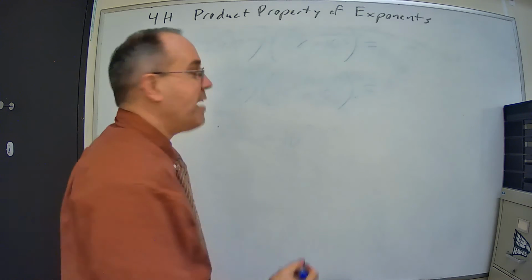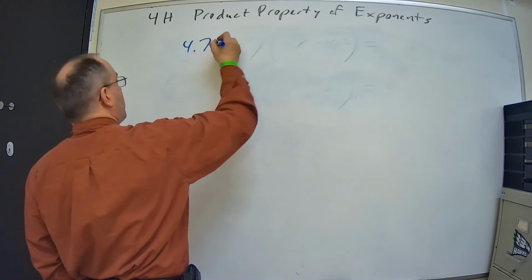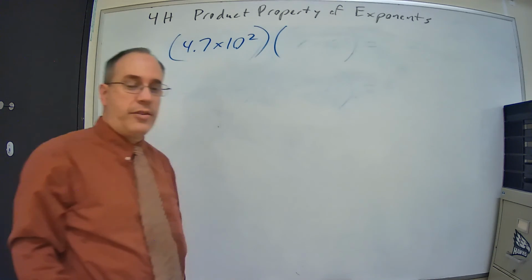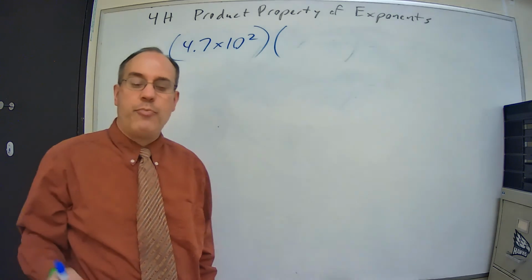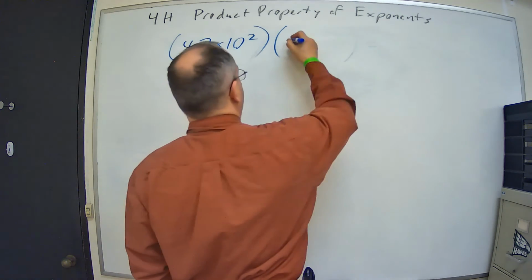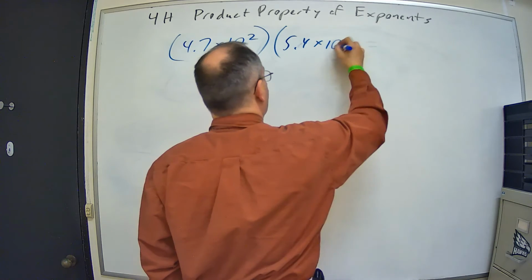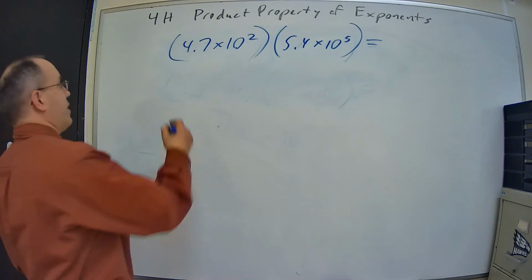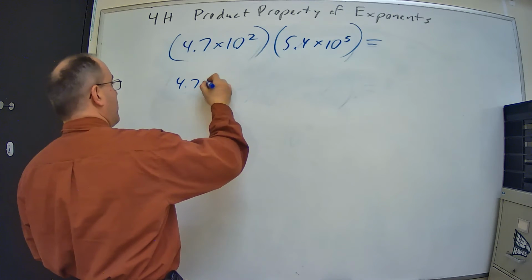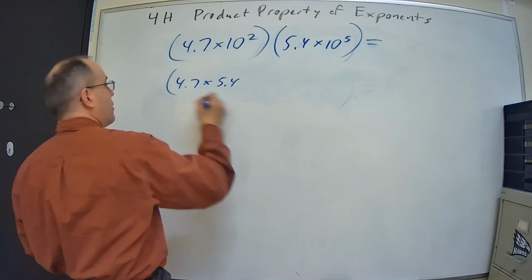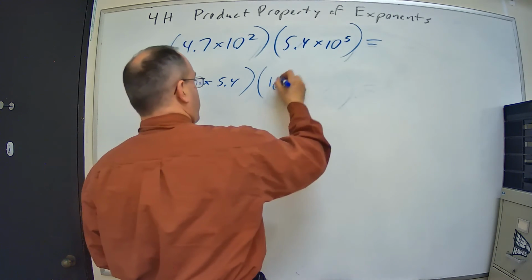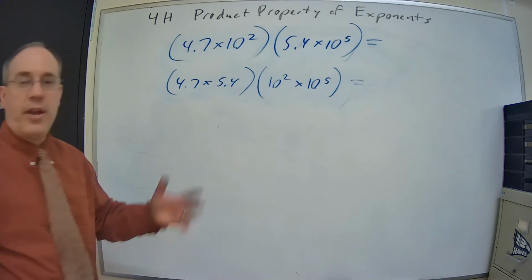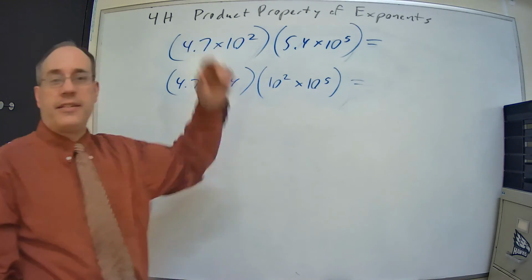Okay, well what if I do 4.7 times 10 to the 2 times 5.4 times 10 to the 5. So what if I do that? Well, again, I can do the same thing, right? 4.7 times 5.4 times 10 to the 2 times 10 to the 5. And right away you're looking, oh, 10 to the 2, 10 to the 5, that's 10 to the 7.